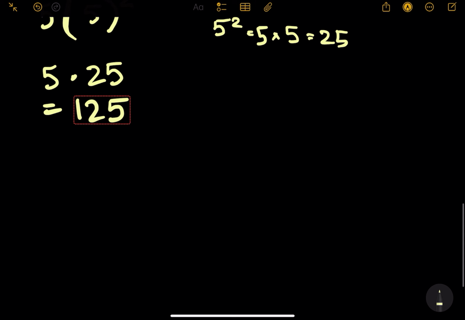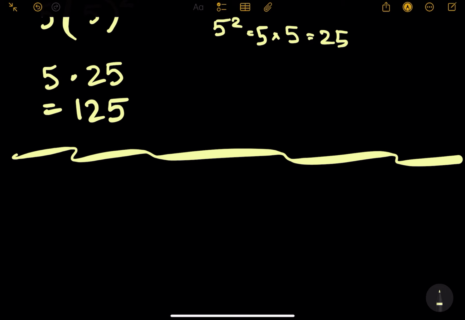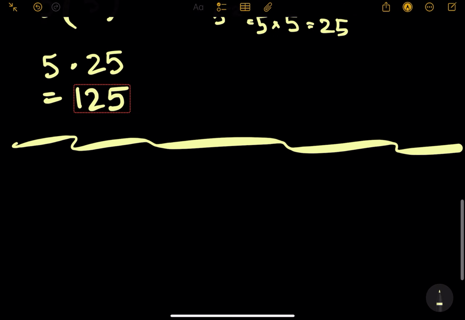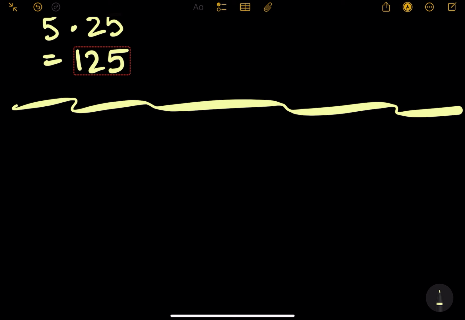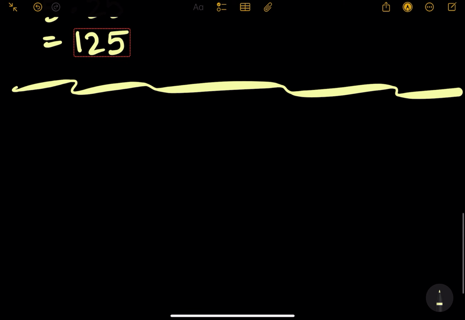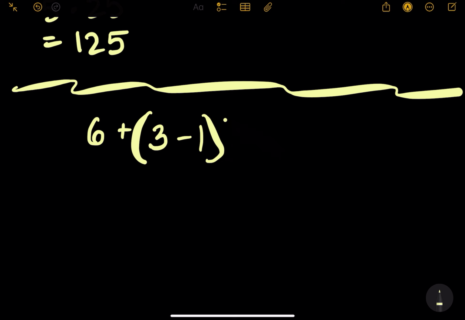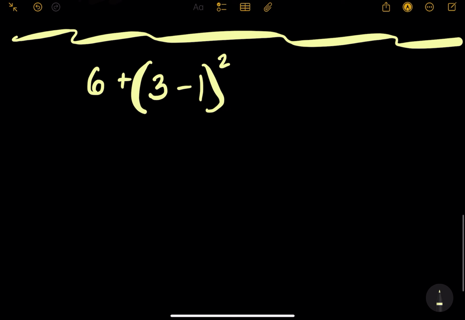We can do another example, which is 6 plus 3 minus 1, squared. So first, pause the video and try it on your own. I'm going to go through it now.